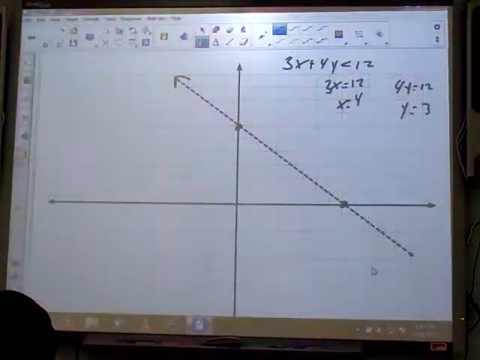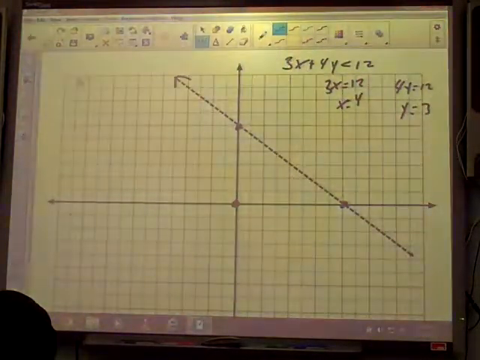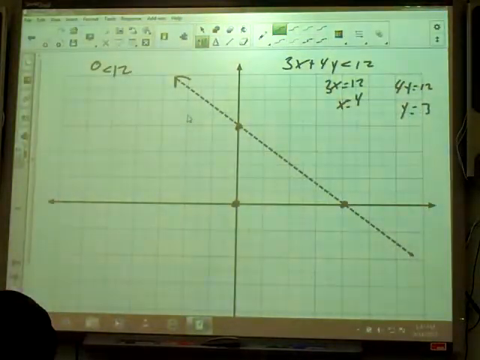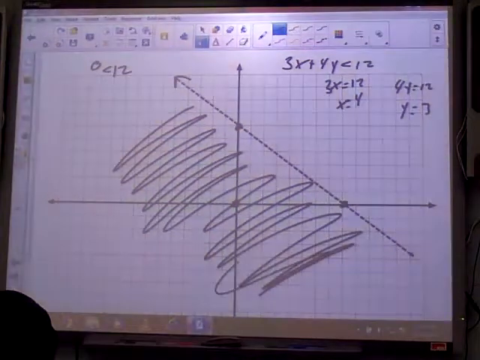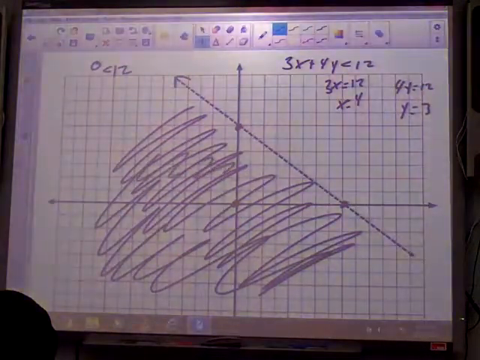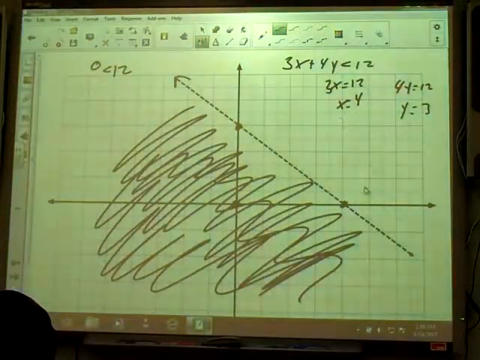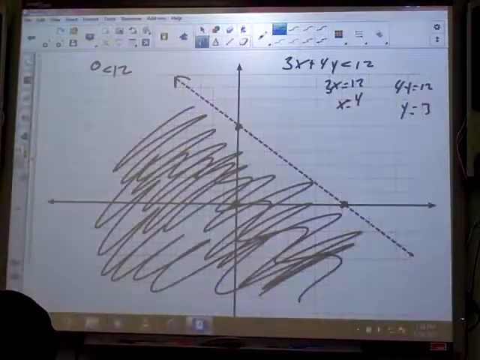I'm going to use my same test point, so I'm going to plug zeros in, 0, 0 in. 3 times 0 is 0. 4 times 0 is 0. Is 0 less than 12? Yes. Now don't think that just because we've done 2 that the test point was true that they're all like that. If that had been false, I would have scribbled up here, right? Everybody okay on that? Good stuff, good stuff.